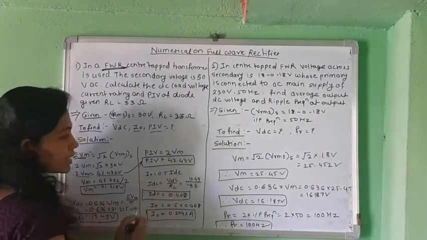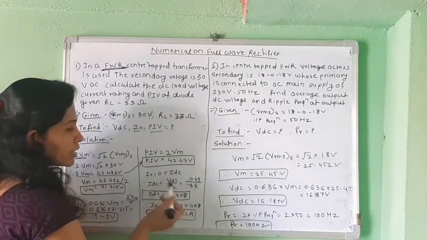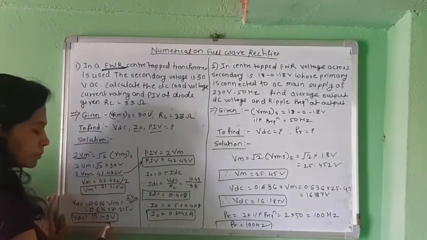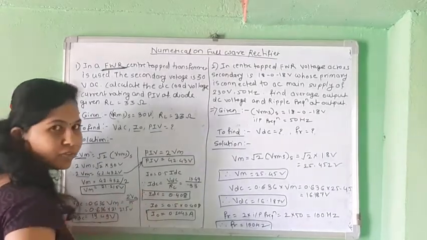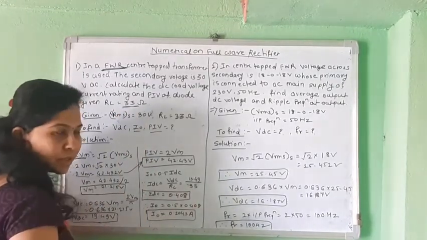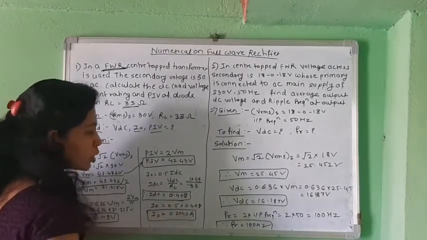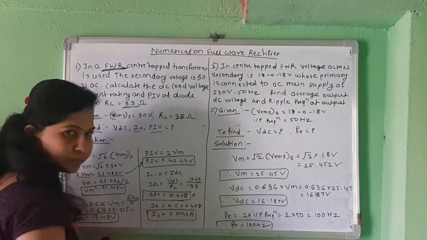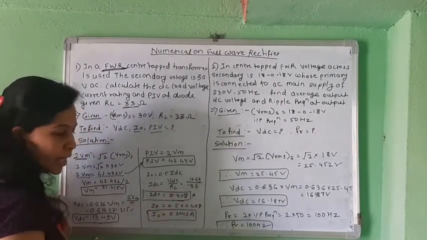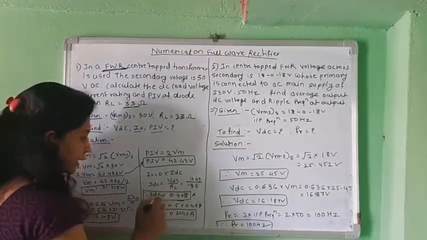What is the value of IDC? First we have to calculate the value of IDC. What is the formula for it? It is VDC upon RL. The VDC value is already calculated, so put that value, and RL is given in the numerical, that is 33 ohm. So 13.49 upon 33 gives 0.408 ampere. So IDC is 0.408 ampere.